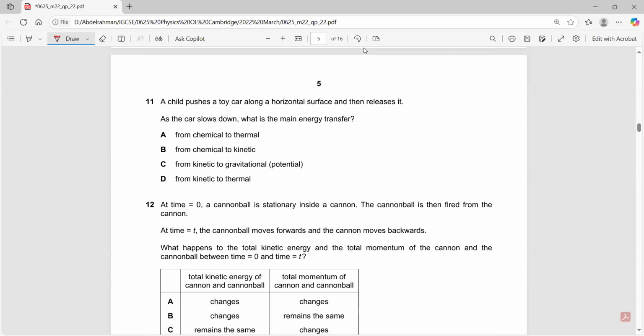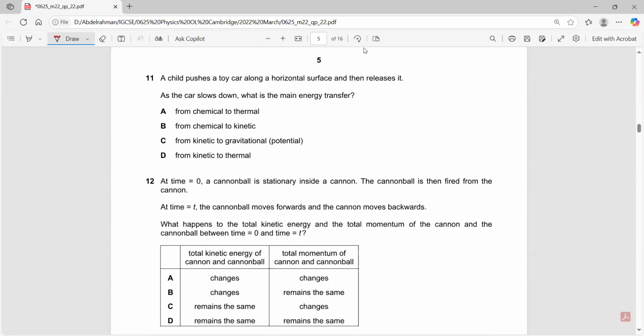A child pushes a toy car along a horizontal surface and then releases it. As the car slows down, what is the main energy transfer? From chemical? No. From kinetic, yes, to thermal, right? Because it slows down due to the friction.